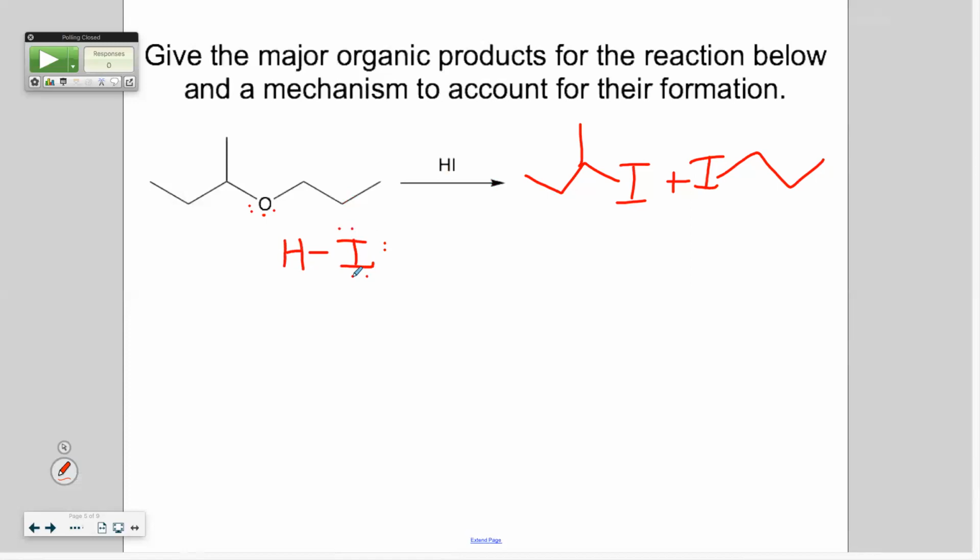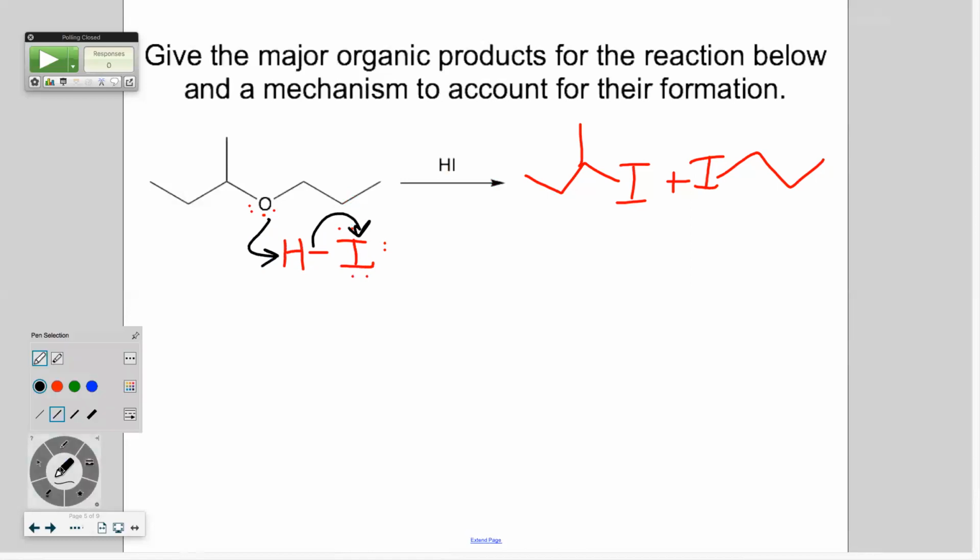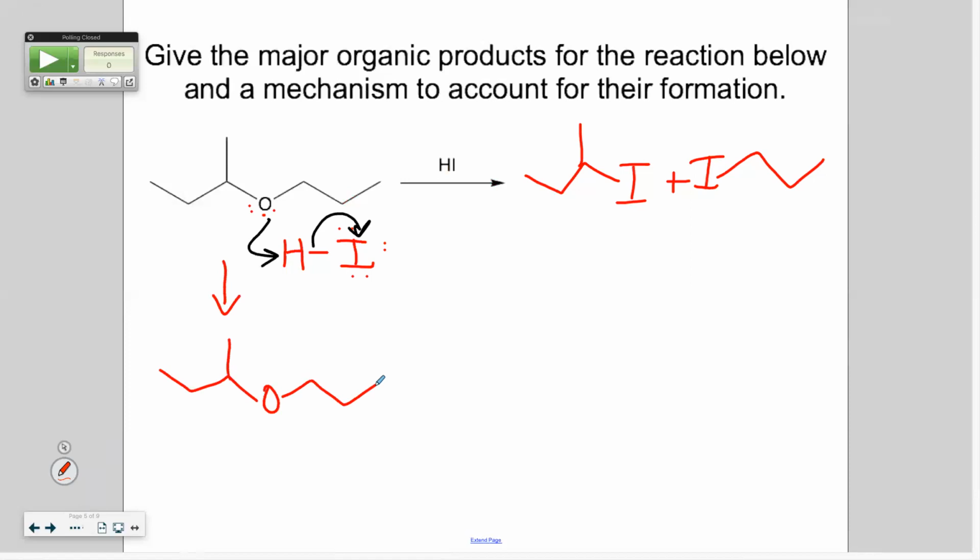All right, so what happens first? One of these lone pairs goes and grabs the proton, and what happens to the electrons in this bond? They go to the I. There's a point right there on a mechanism. You protonate correctly. So now that's going to give us, here is where we were. We didn't do anything with that lone pair, so I'm just going to put it back on there.